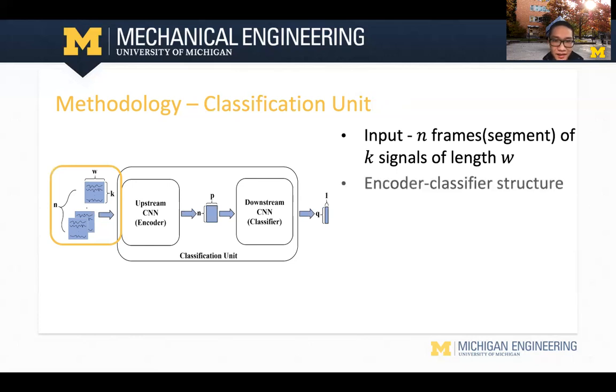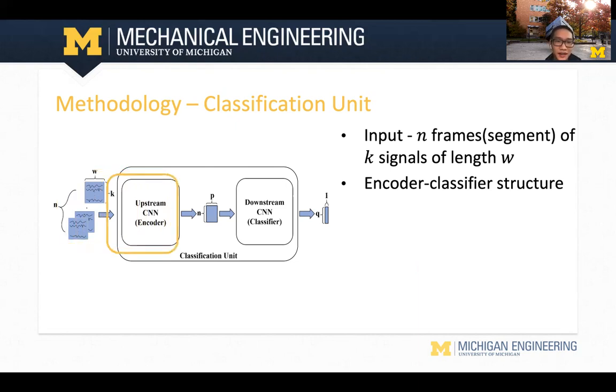So we utilize an encoder-classifier structure. One convolutional neural network encodes inputs into some intermediate representation, and the other convolutional neural network classifies based on the intermediate representation and outputs either the steady state or the transition happening at a given time instance.